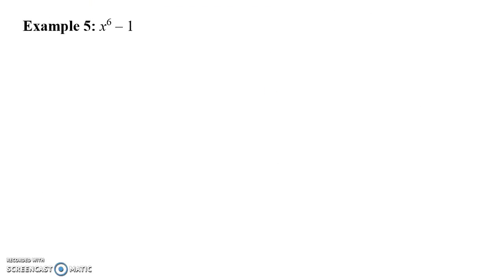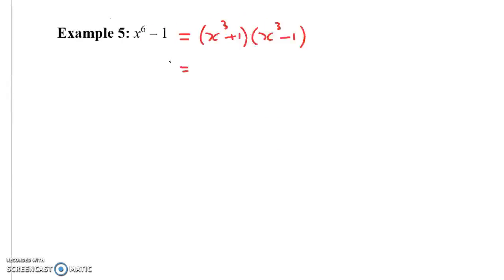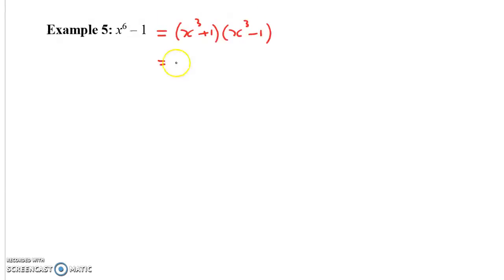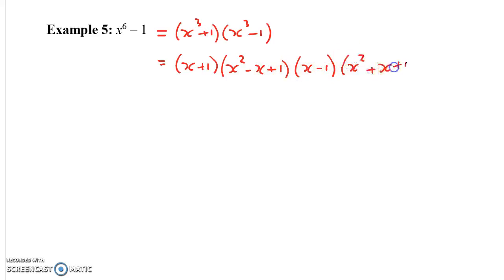x to the 6 minus 1. So we can factorise this as the difference of two squares, and that's x cubed plus 1 times x cubed minus 1. And we can factorise as sum of two cubes and difference of two cubes, so that's going to be x plus 1 times x squared minus x plus 1 times x minus 1 times x squared plus x plus 1. Right, we'll do a bit of fast factorising on those quadratic terms.